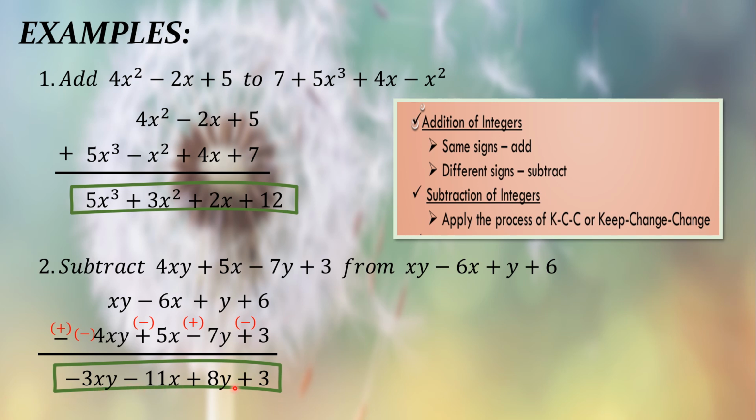So, paano naging ganito yung sagot? So, again, 1 and negative 4 is negative 3xy. Pareho ng negative yung 6 at 5, so kokopyahin lang natin yung sign which is negative and then add 6 plus 5 is 11x. And then positive 1 and positive 7, kaya naging positive 8y. And then positive 6 and negative 3, different sign, subtract. So 6 minus 3 is positive 3. Again, kailangan palagi niyong susundin ang rules in addition and subtraction of integers.